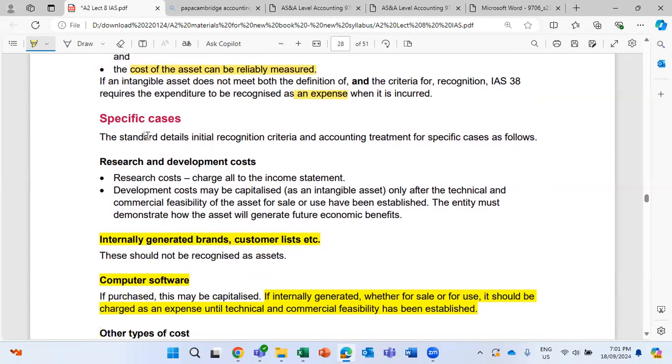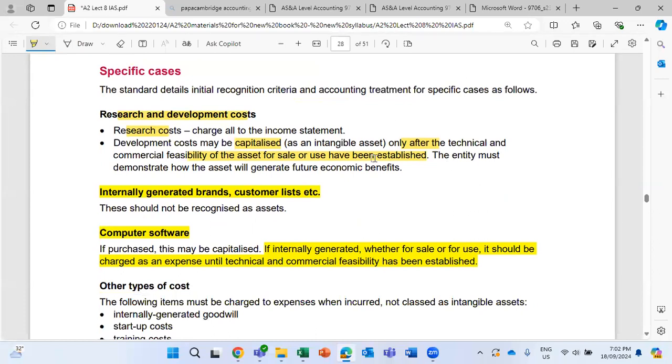Okay, specific cases. The standard details initial recognition criteria and accounting treatment for special cases as follows. Research and development costs. Research cost is expensed, because at the research level, we are not sure that anything is going to be taken further to the next level. But development costs may be capitalized, meaning it may be treated as an intangible asset only after the technical and commercial feasibility of the asset have been established. So if we can establish that this development cost has some technical and commercial feasibility, then it can be recognized as an intangible asset. In other words, the entity must prove that this development cost can cause future economic benefits to flow into the business.